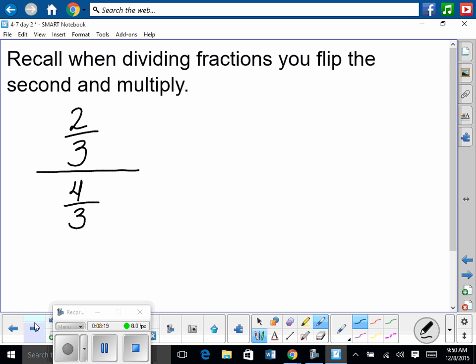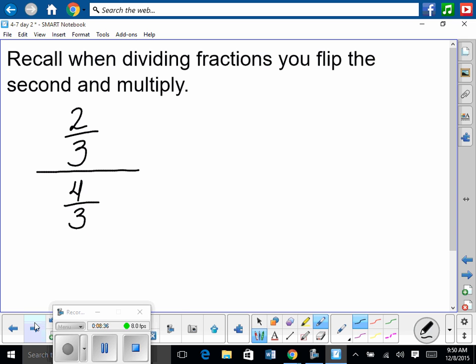Haven't you ever heard the saying? Ready? Dividing fractions is easy as pie. You flip the second fraction and multiply. So I'm going to say it again. Dividing fractions is easy as pie. You flip the second fraction and you multiply.